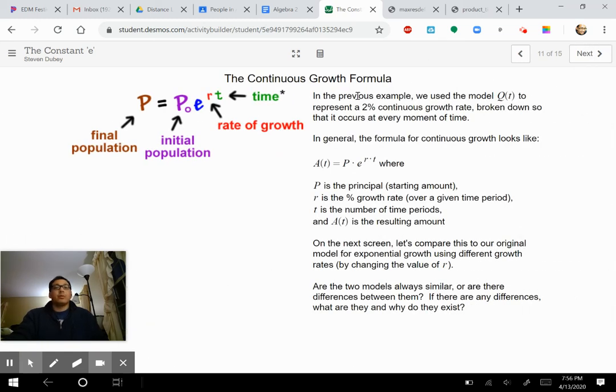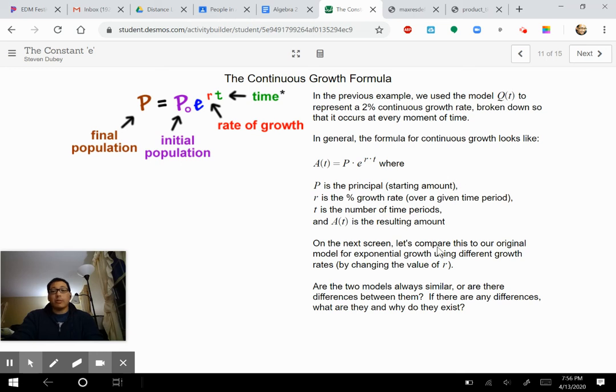So here's our continuous growth formula. Before, we had a formula for just regular exponential growth. We changed it a little bit for if we were growing incrementally, but in smaller intervals over time. And now we've got this continuous growth formula if you wanted to represent continuous instantaneous change. What does it look like? It looks like P, our principal, again, times e to the r times t. r is our growth rate. t is still our time.